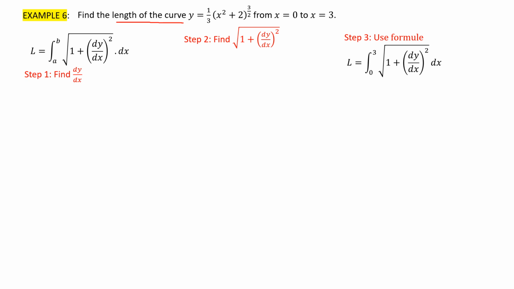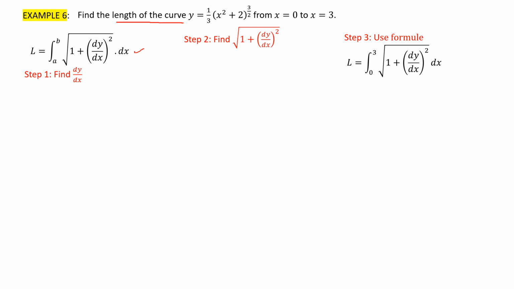So as I told you before, we need to decide which formula we have to apply. Here the curve is y equal to a function in terms of x, and the limits are also given in terms of x. So I have to use formula number 1. What is formula number 1? Capital L, L stands for the length of the curve, is equal to the integral of square root of 1 plus (dy by dx) the whole squared into dx.